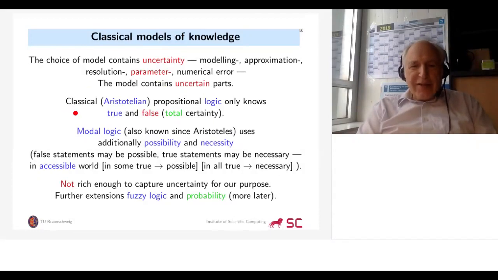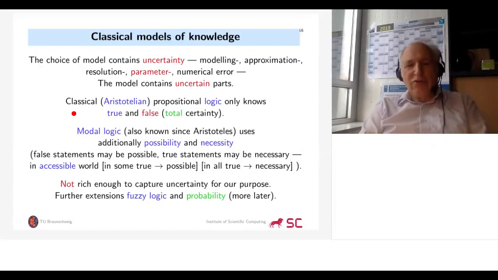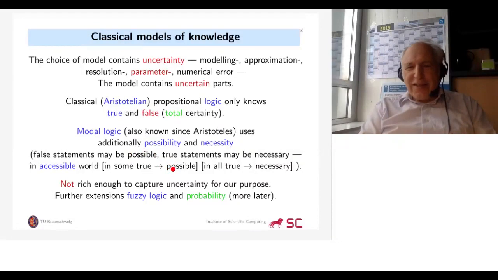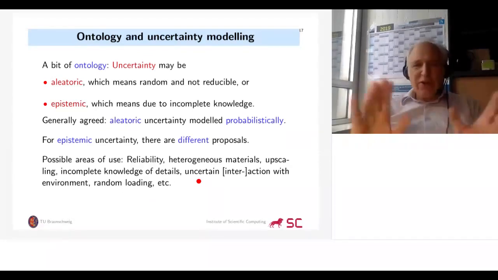Okay. Now, if we look at how classical logic deals with it, classical logic, coming from Aristotle, only knows true and false, and how to derive things from that. Aristotle already went further, and he had introduced something which is called modal logic, and this is his possibility and necessity. But all of this is not really rich enough to capture these grades of uncertainty which we want to reflect here. Another one which is very similar to possibility and necessity is fuzzy logic, and probability, and we'll focus on probability to represent this uncertain knowledge.